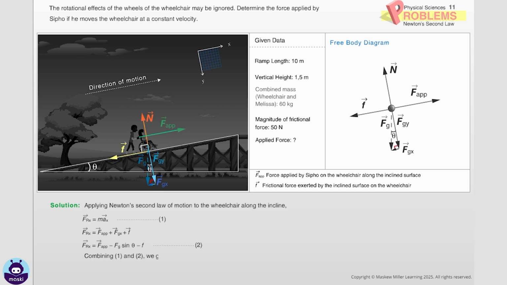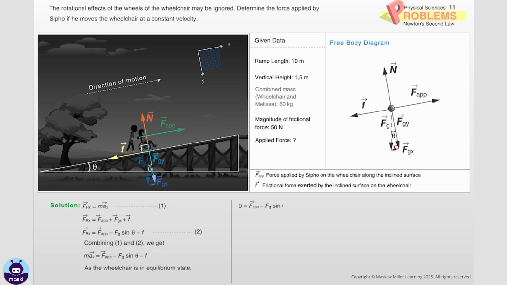Combining 1 and 2, we get m vector Ax equals vector F applied minus Fg sine theta minus F. Here, the acceleration is 0, since the wheelchair is in equilibrium state, that is, uniform motion. 0 equals vector F applied minus Fg sine theta minus F. Rearranging the terms and substituting the values, we get vector F applied equals Fg sine theta plus F equals mg sine theta plus 50 equals 60 times 9,8 times 1,5 over 10 plus 50 equals 138,2 newtons.